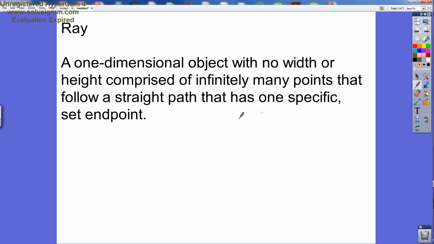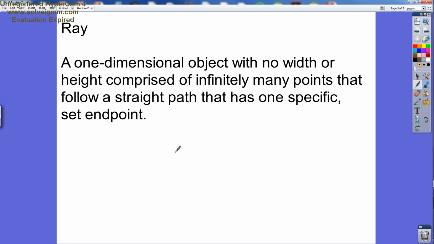So a ray is a one-dimensional object with no width or height, comprised of infinitely many points that follow a straight path that has one specific set endpoint. That's a lot of words. But basically, what we're talking about is a piece of a line. Again, just like with the line segment, where you take a line and then you chop off the ends and then you've got a little piece.